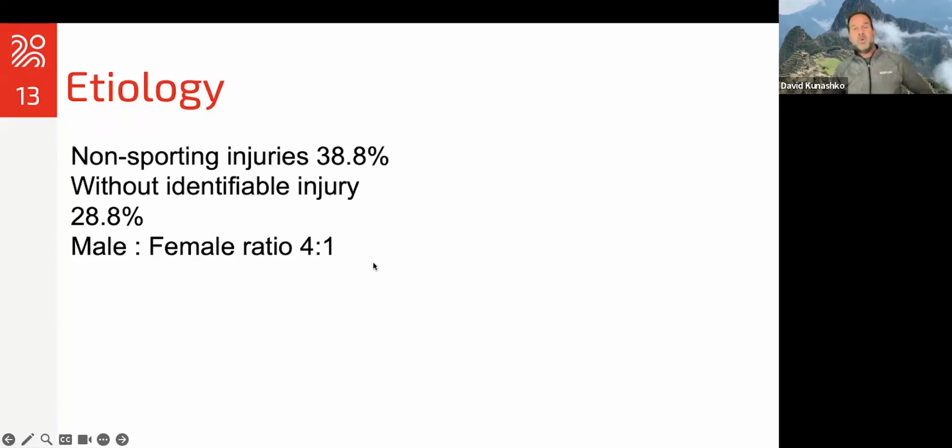It seems to be more common in males compared to females. I'm not really sure why that is. Maybe more males play sports, I don't know. More males are dumber, so they pretend to do stuff in sports that are probably as smart as females.